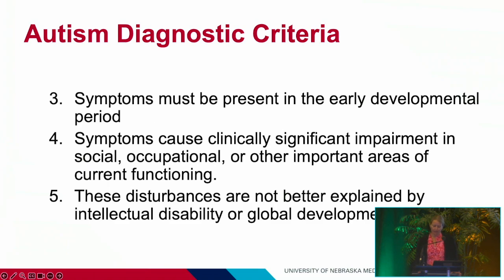And these symptoms must be present in the early developmental period. They might not become fully manifest until social demands exceed their limited capacities, and as children become older, they can learn strategies, and these patterns of behavior can become masked. Symptoms must cause clinically significant impairment in social, occupational, or other important areas of functioning. And then these disturbances must be not better explained by intellectual disability or global developmental delay. Intellectual disability and autism can frequently co-occur, but they are diagnosed separately.